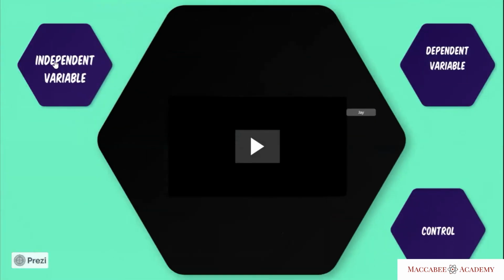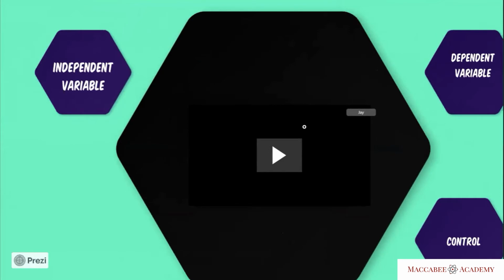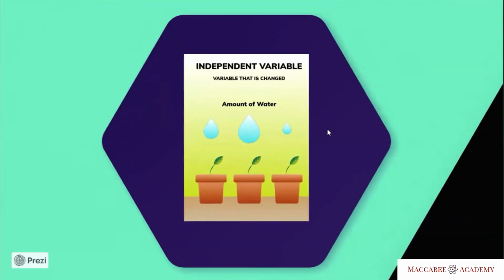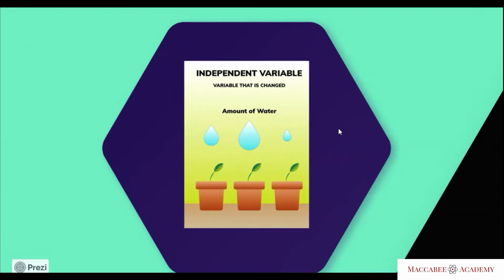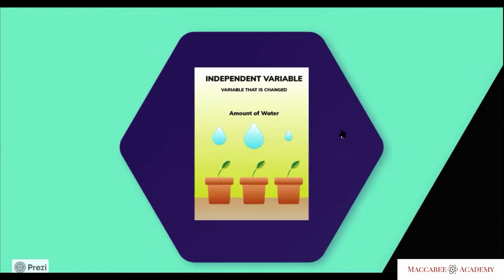All right, so our first one was independent variables. That's something that can be changed. So in this experiment that they mentioned on the video, the amount of water is something that we can change. So it looks like we have a lot of water going to the middle plant, a little water going into this side plant, and a little more water coming into there. All right, so independent variables is something that we can change, something that's different for each experiment.